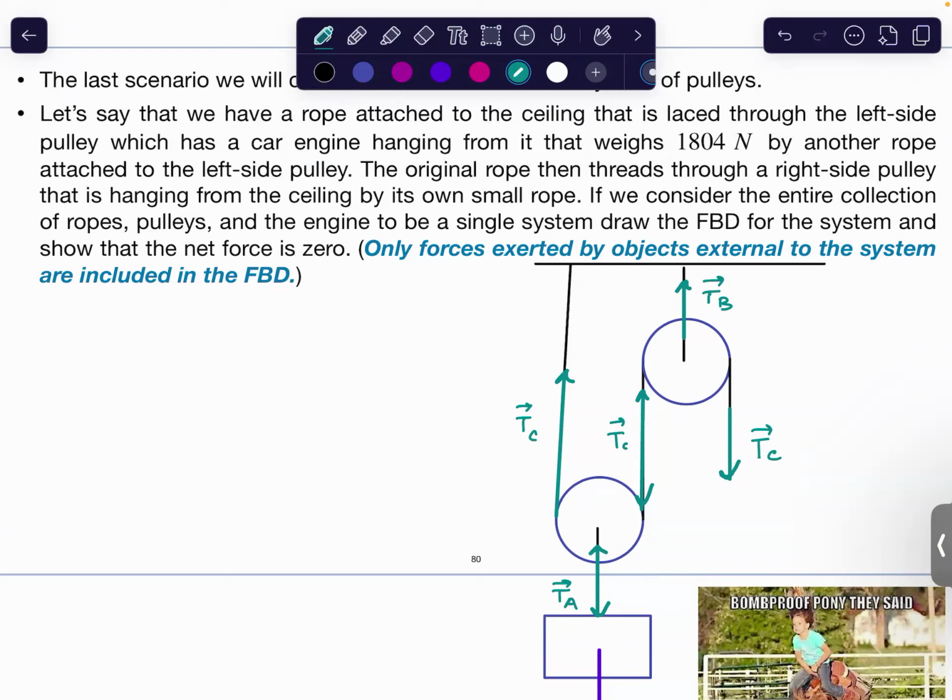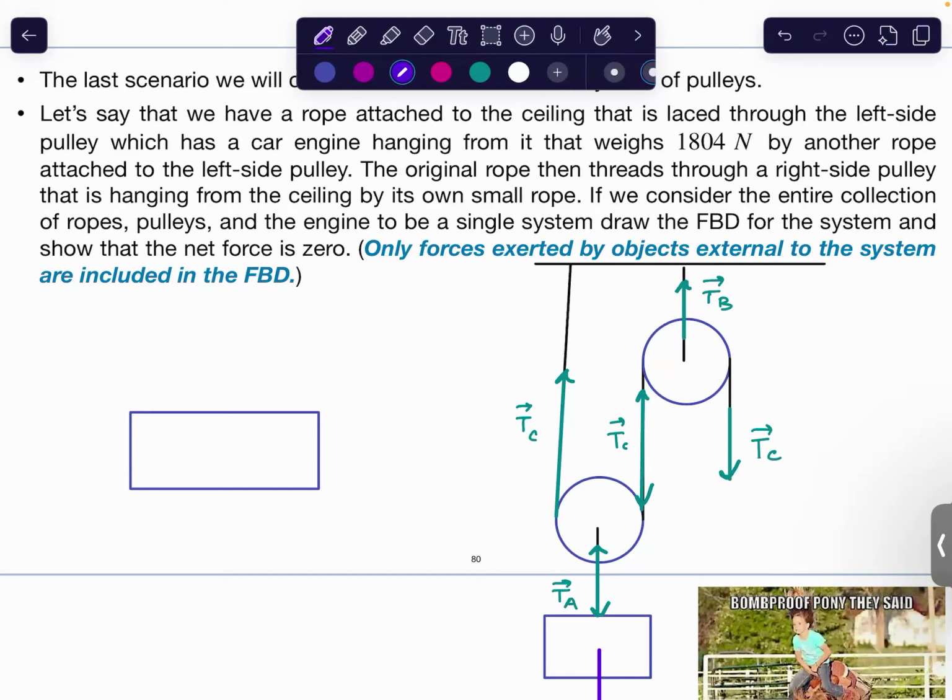Draw the free body diagram for the system and show that the net force on this system is 0. So remember, only forces exerted by objects external to the system are included in the free body diagram. So let's go ahead and redraw our object. Just a square? Yeah, just a square.